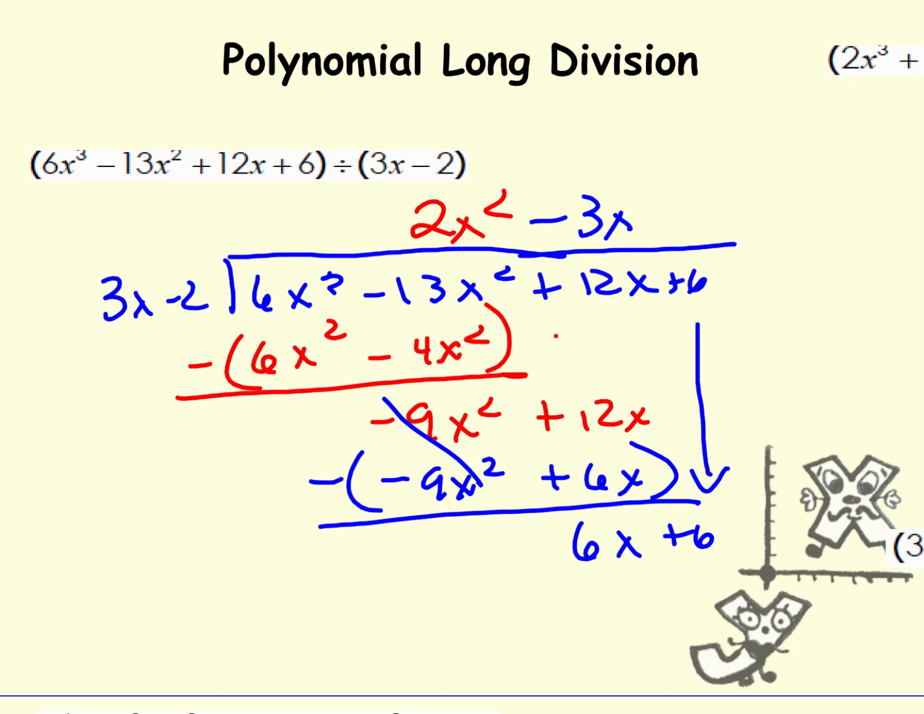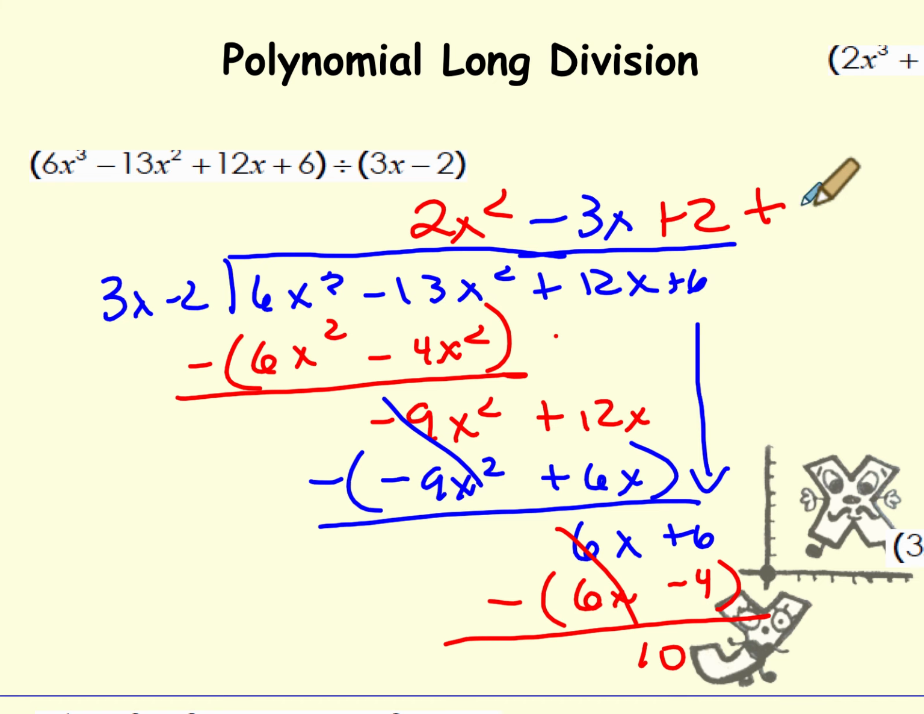And I know that 3x goes into 6x exactly 2 times. So that gives me 6x minus 4, because 2 times negative 2 is 4. These make a 0, but 6 minus negative 4 makes a 10, and that's my remainder. So when you write your remainder, you should have gotten remainder 10, but we write it as plus another term: 10 over the divisor, 3x minus 2.